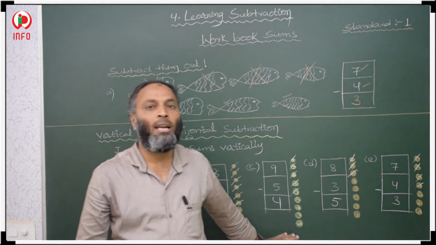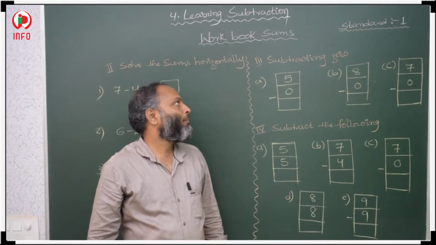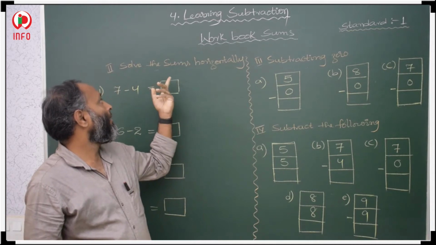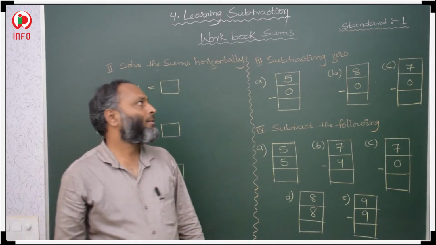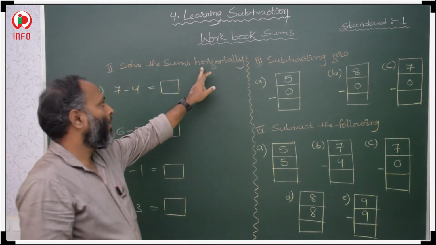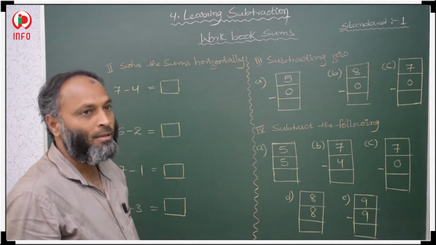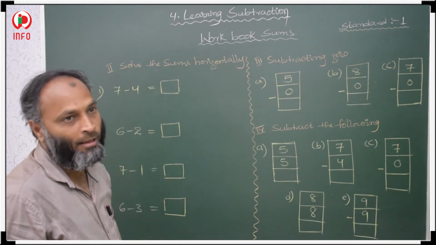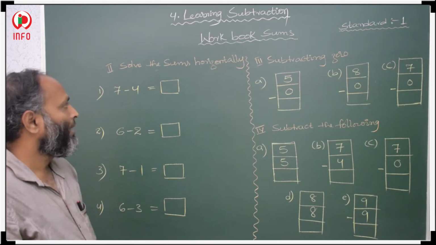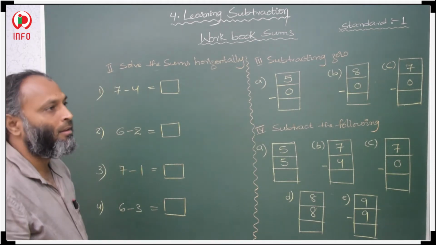This is the vertical method. Yes friends, before we discussed horizontal and vertical subtraction, and now in the second bit he has given horizontal subtraction. This we also explained from our textbook. Again in the workbook also some sums are given. So how to do horizontal subtraction?